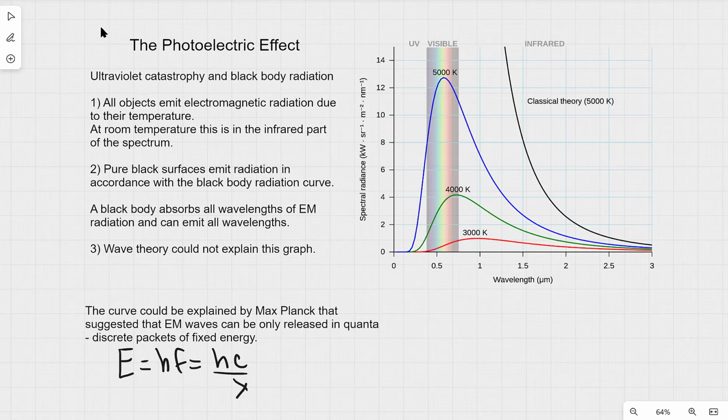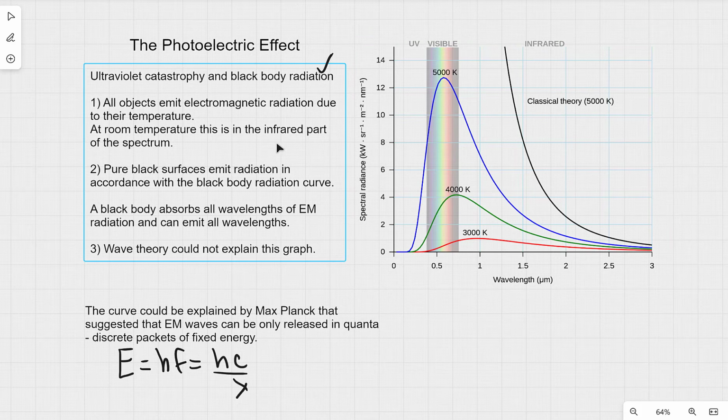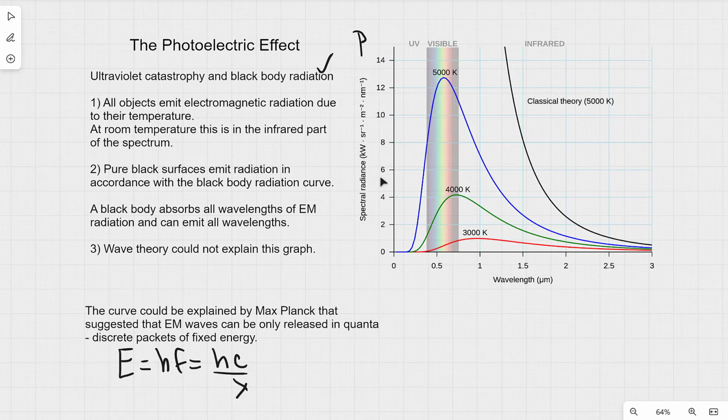Now, what eventually ended up breaking the wave theory of light was the photoelectric effect, and it all started with the ultraviolet catastrophe and this curve right here, which is the black body radiation curve. So all objects tend to emit EM radiation due to their temperature, and on the y-axis you actually have power or spectral radiance. There are different types of wave representing this, but typically you very often just have power on the y-axis against wavelength on the x-axis.